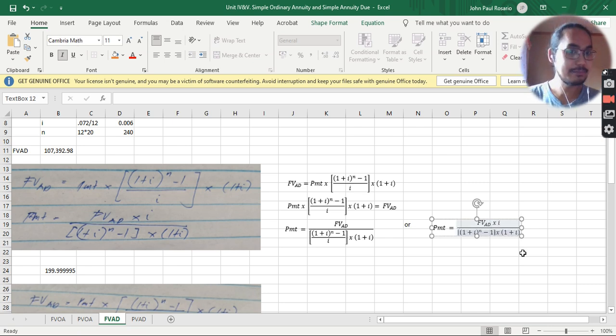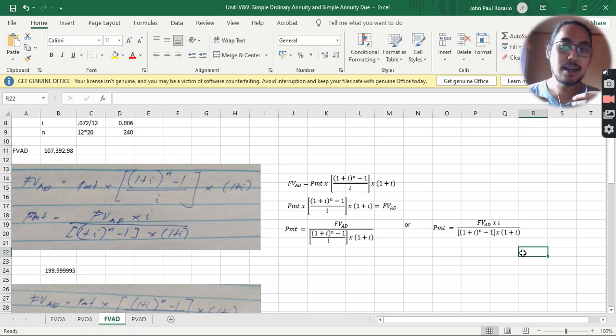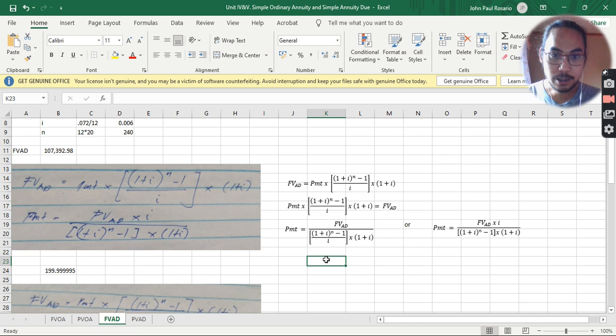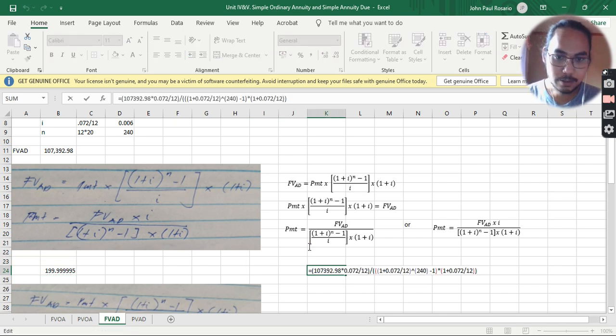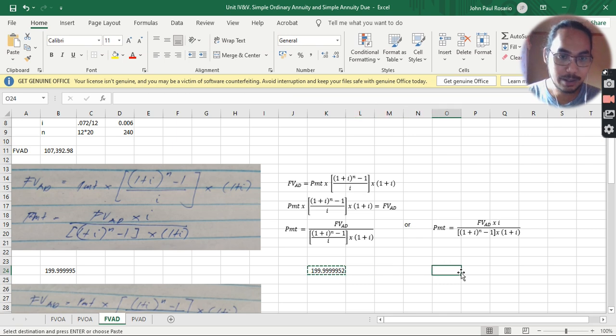So if we replace our formula with these factors, I think this is what I used here. Let me see. 107,392.98 multiplied by i, all over 1 plus i raised to the power of 240 minus 1 enclosed in parentheses, multiplied by 1 plus i. So that will give you 199.